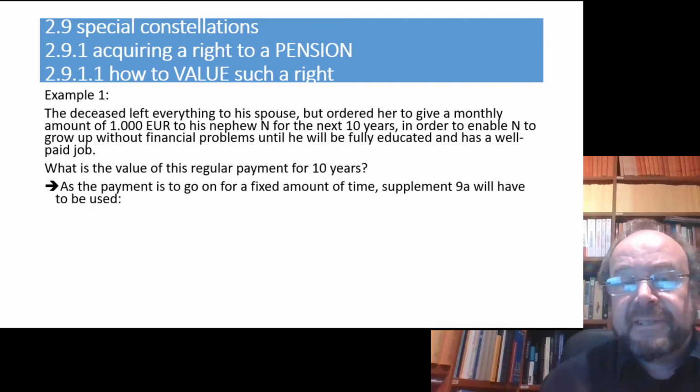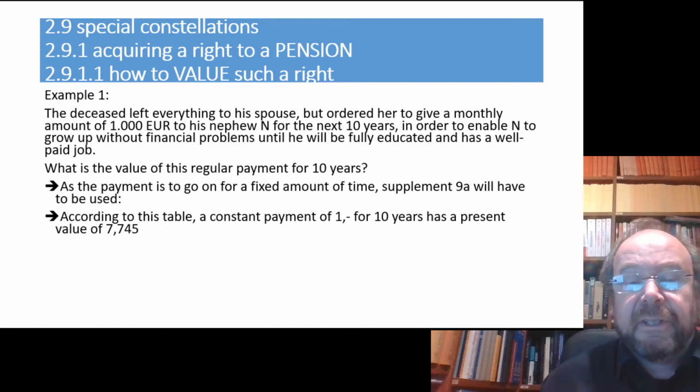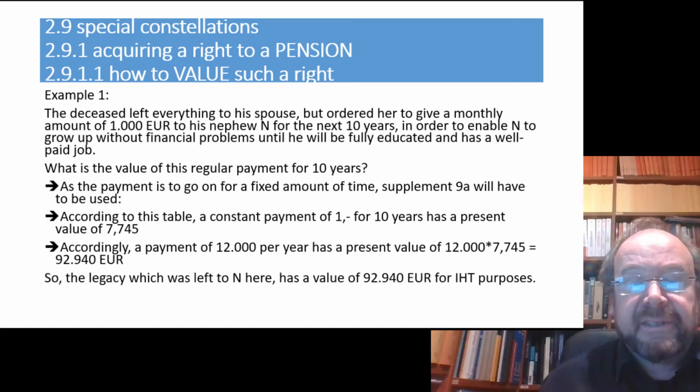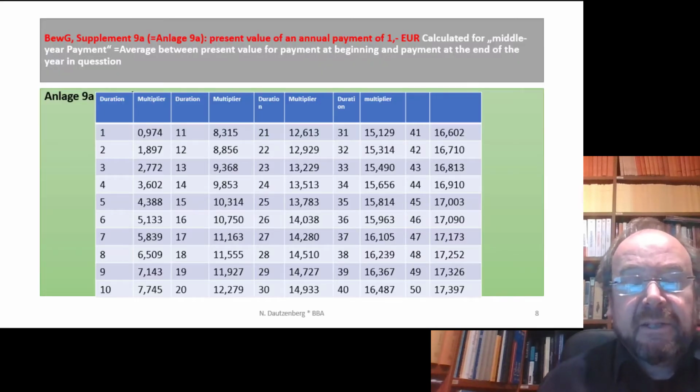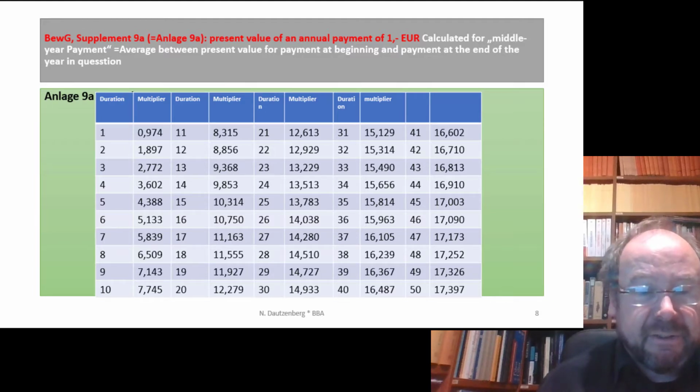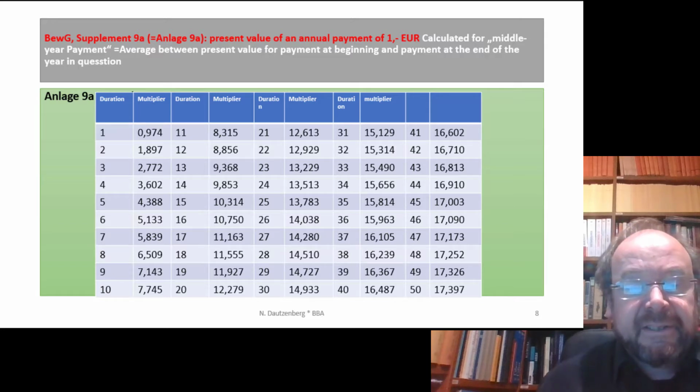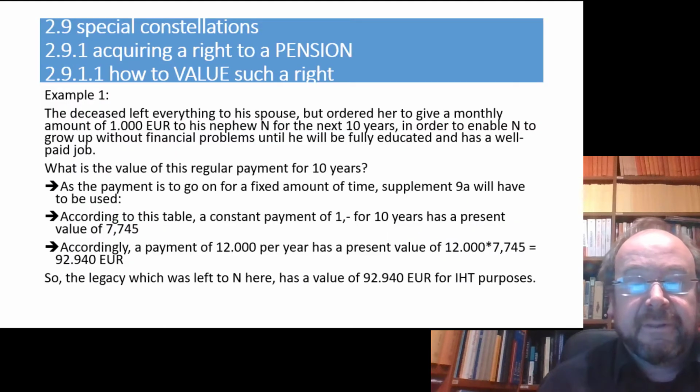So fixed period of time, supplement 9A. Let's have a look. This is how it looks. Then we look to, well, fixed period of 10 years duration, 1, 2, 3, 4, 5, and 10. For 10 years, the multiplication factor is 7.745. Good, let's go back.